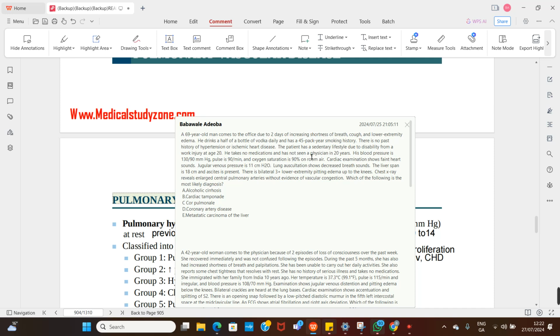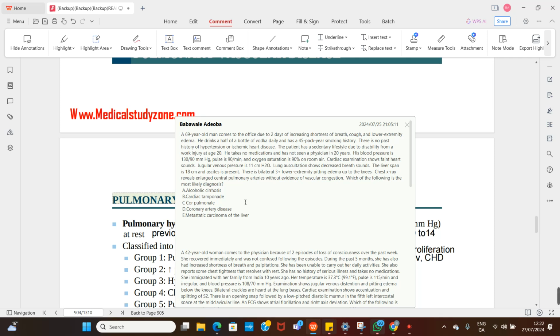The patient has a sedentary lifestyle due to disability from a work injury at the age of 20, takes some medication, and has not seen a physician in 20 years. BP is 130/90, pulse is normal, oxygen saturation is 90. Cardiac examination shows faint heart sounds. Jugular venous pressure is 11 centimeters of water.